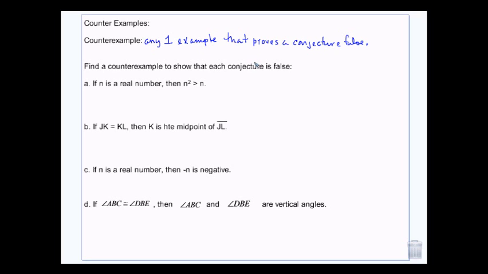So if we look at this one, if n is a real number, then n squared is greater than n. Okay, and you might think that might be true, because if I say, okay, well, 3 squared is 9, and 9 is greater than 3. Right. If it's 1, they're equal, not greater than. So n equals 1 is a counterexample. So is 0, and so is any fraction. But you don't have to list every counterexample. You just list one. You find one thing that makes it false, and the whole thing is false, and you're done.